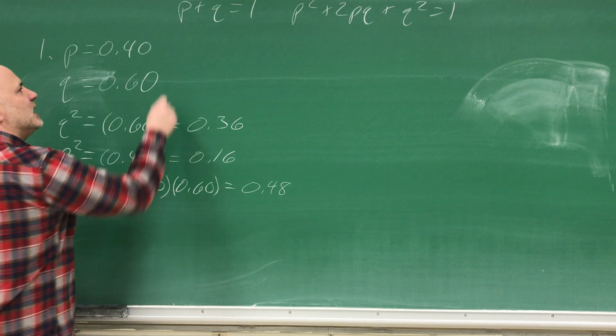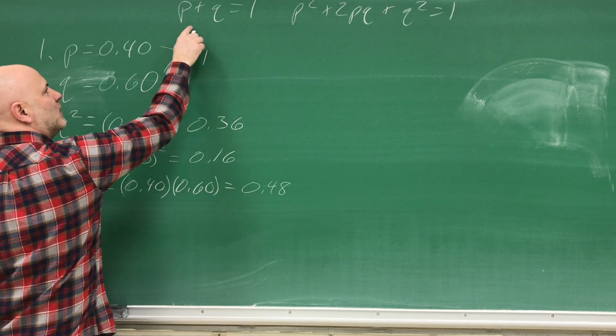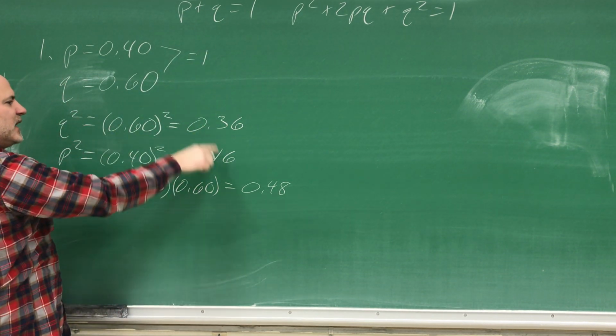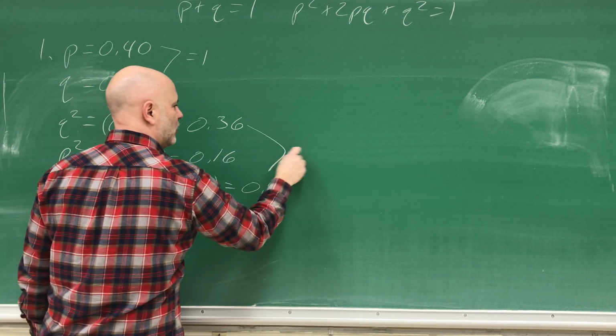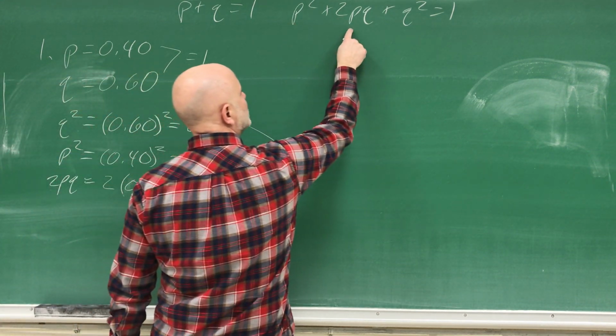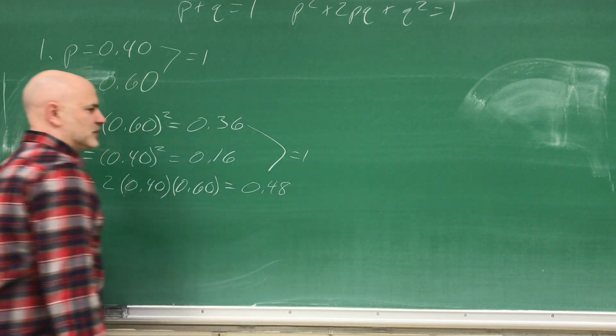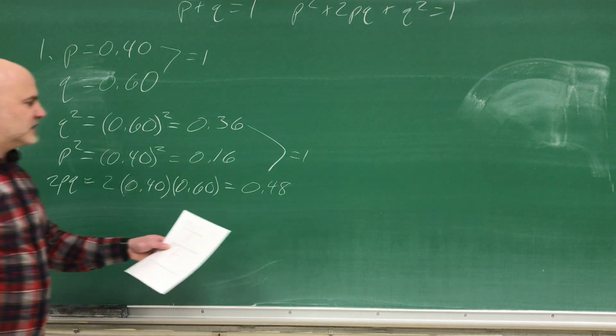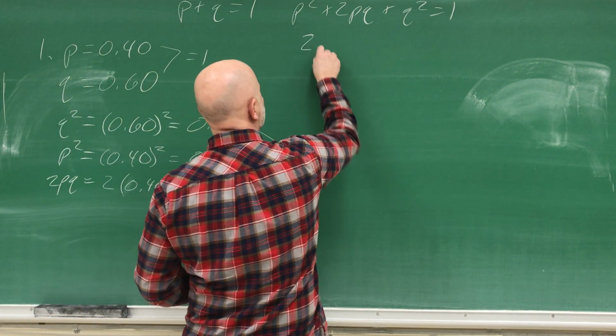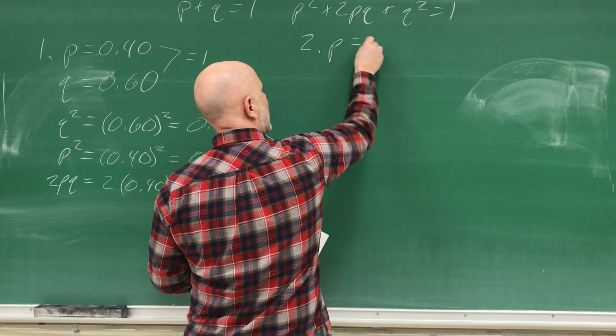Now what we should see here is that these two numbers equal 1, p plus q equals 1, and these three numbers should also equal 1 because p squared plus 2pq plus q squared equals 1. All right, well, let's look at the second problem here. So let me just write these down first.